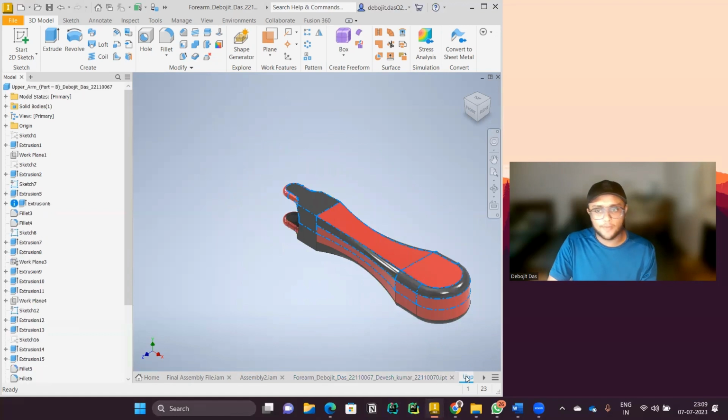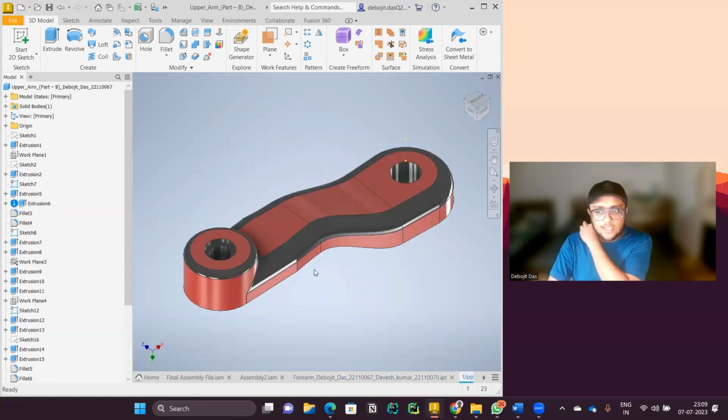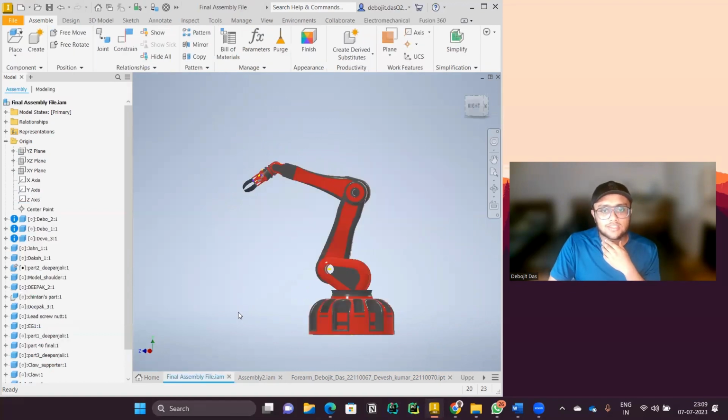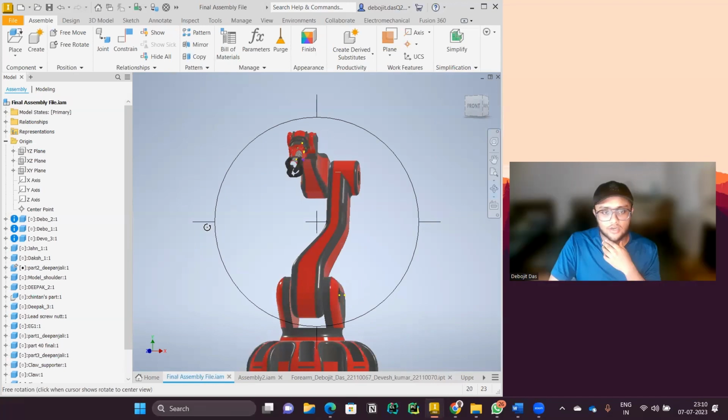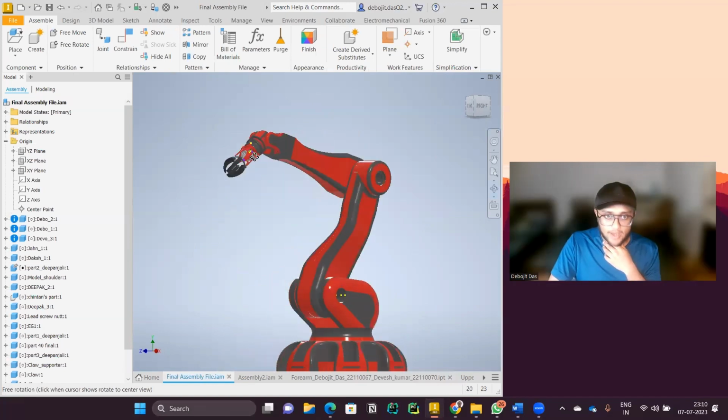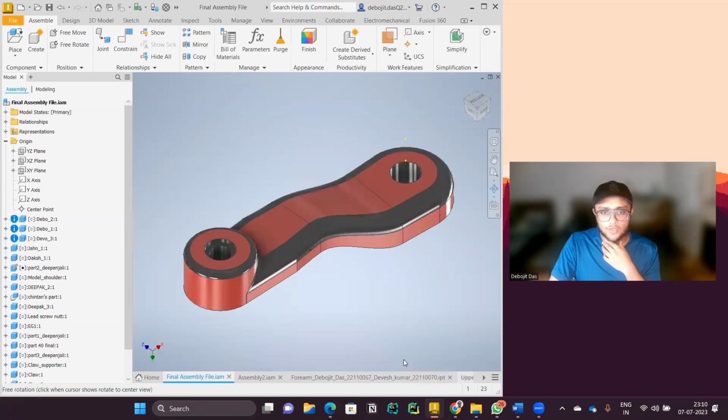Next, coming to the upper arm. The upper arm was made in two different components because it was not exactly symmetric. As you can clearly see out here, the upper arm is not symmetric because it has a different structure out here and a very different structure out there, compared to the forearm, which is quite symmetric. Now coming to the upper arm, let's see how it was manufactured.